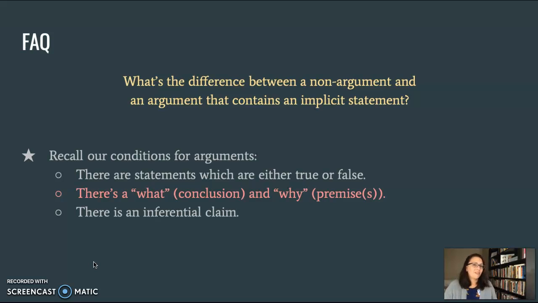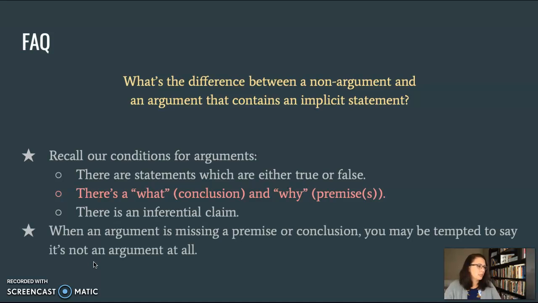But if we have an enthymeme, or an argument that contains an implicit statement, whether it's an implicit premise or an implicit conclusion, then we'll see that this second condition might not be met. Okay, so when an argument is missing a premise or a conclusion, you might be tempted to say that it's not an argument at all.